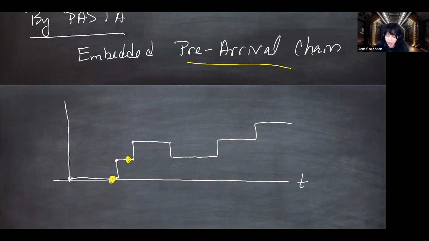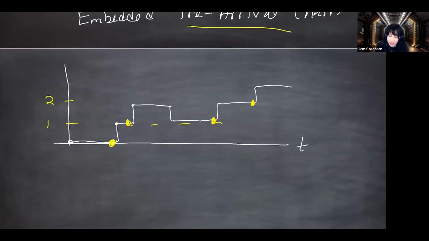So the next time we have an arrival is over here, and just prior to that, the process is here. And the next time we have an arrival is over here, and just prior to that, the process is here. So this is 1, that's not 1, and this is 2.